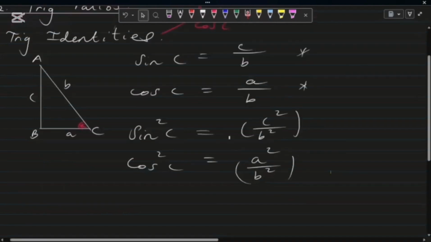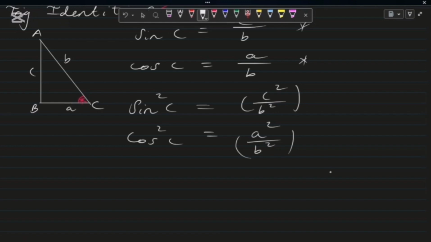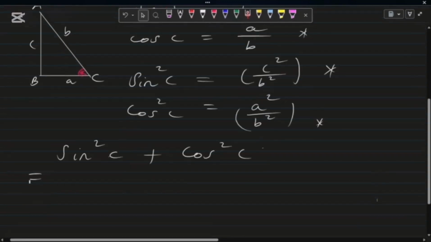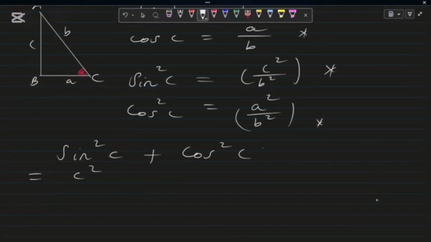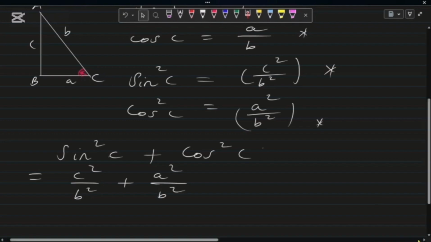Then I choose to add this one and that one. So I will say sine squared C plus cos squared C. What will I get? I will get C squared over B squared plus A squared over B squared.